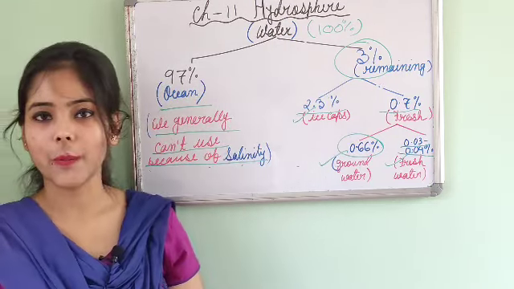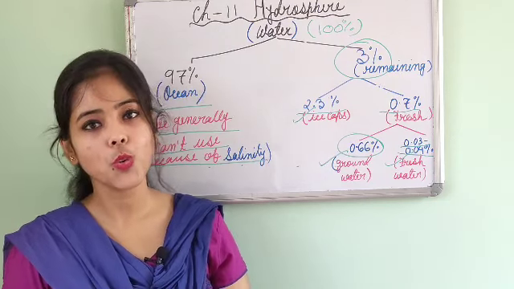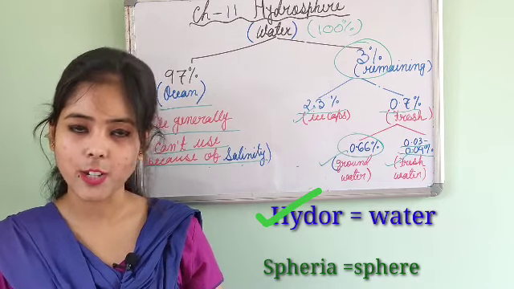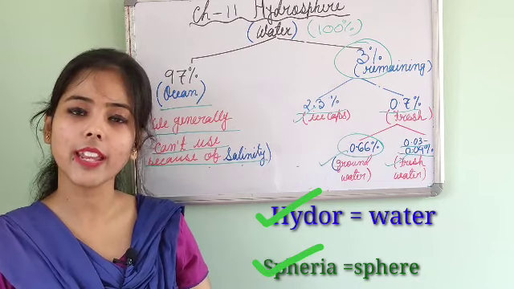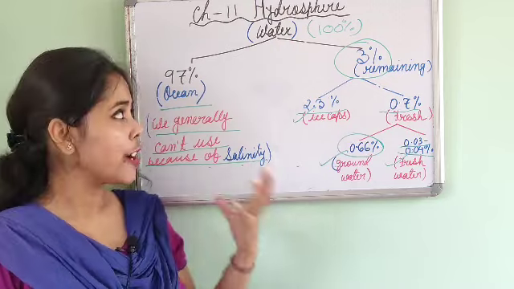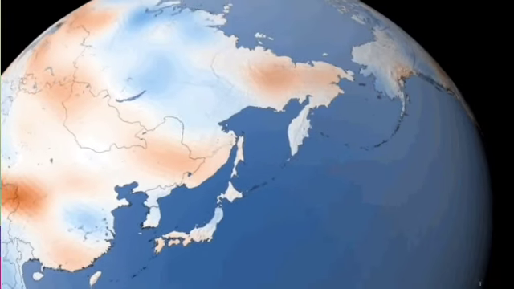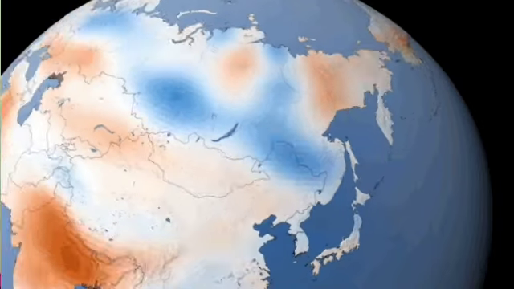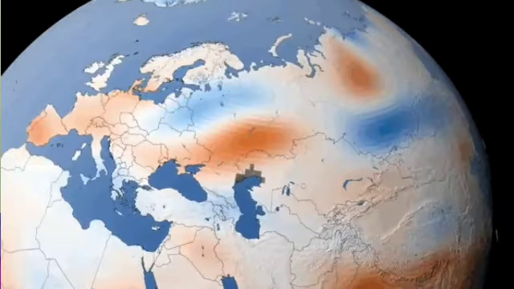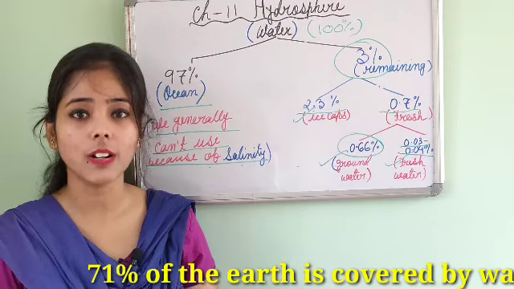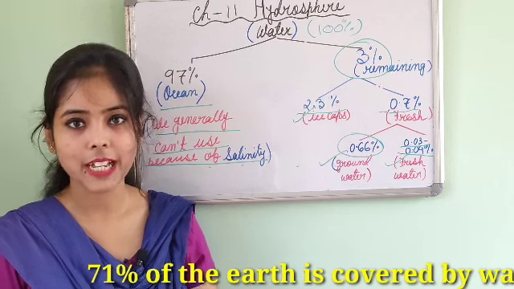So hydrosphere, this word has been derived from two major Greek words, H-Y-D-O-R, hydor, that means water, and spheria, that means sphere. Hydrosphere generally refers to the combined mass of water present on the earth. Now you all know that earth is also called the blue planet. Why so? Because from outer space earth generally appears blue in color, because 71% of the earth is covered by water, right?